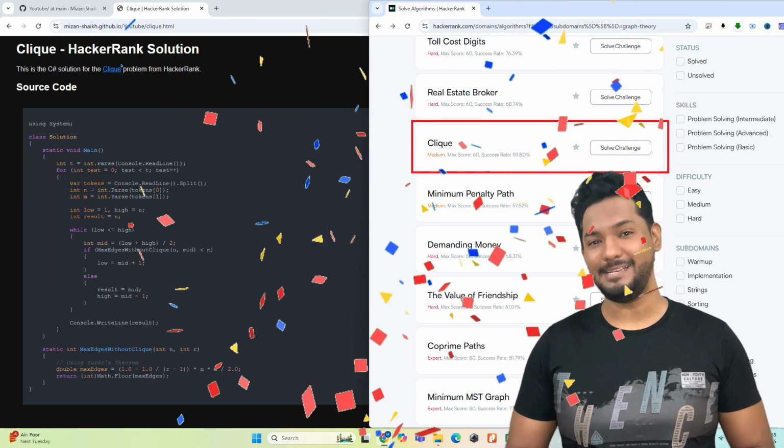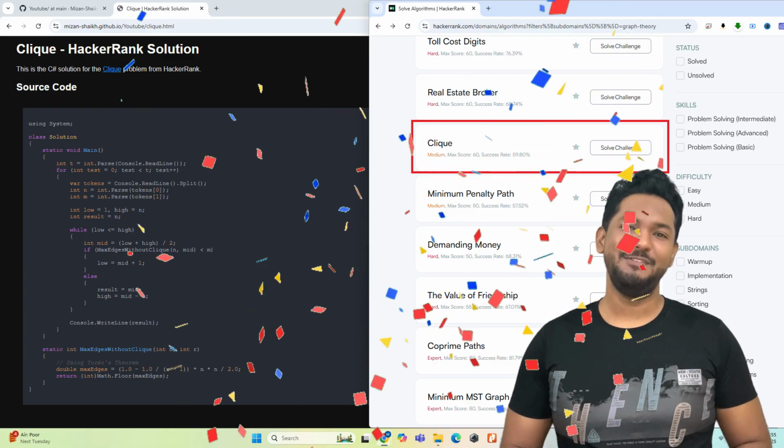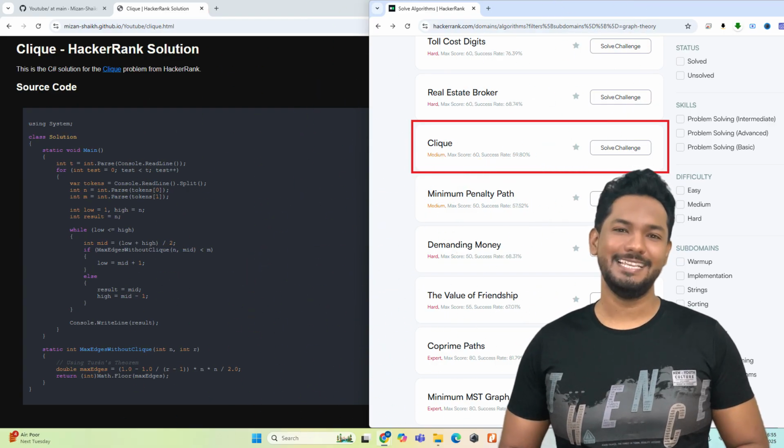Have you ever wondered how friendship can form complex networks? Imagine you are at a party and you spot a small group of friends laughing and chatting. But what if I told you that those friendships can be analyzed mathematically? Today we are diving into the fascinating world of cliques in graph theory.